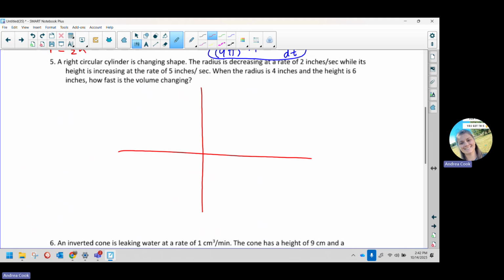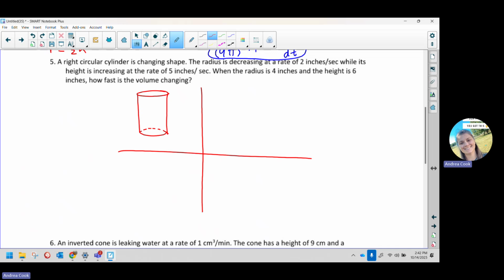A circular cylinder means it's a cylinder that's standing upright, as opposed to the Leaning Tower of Pisa. It's just a regular cylinder. It just means it's not tilted.